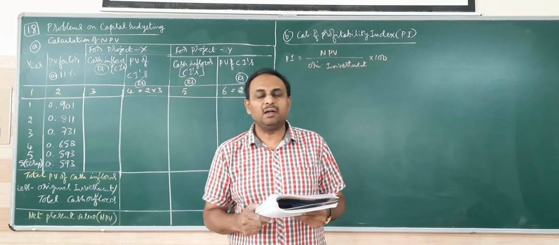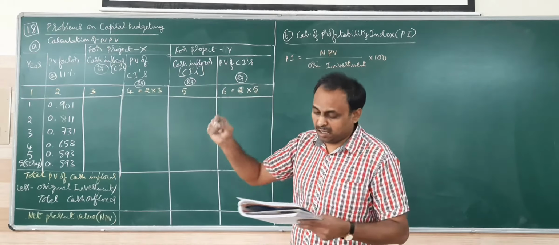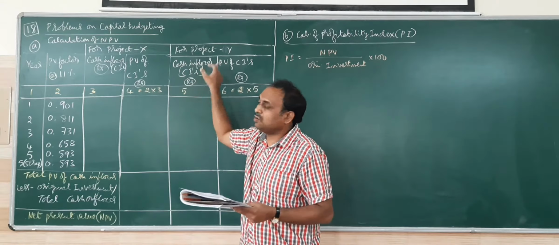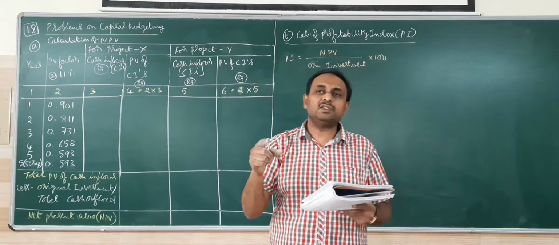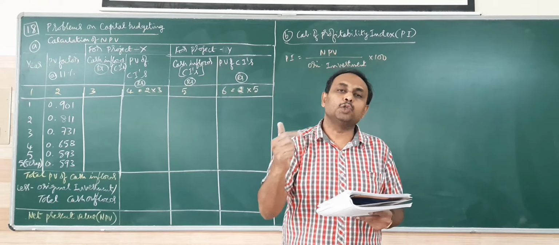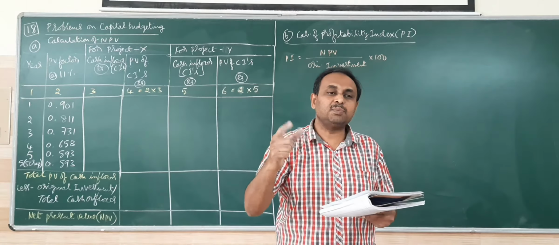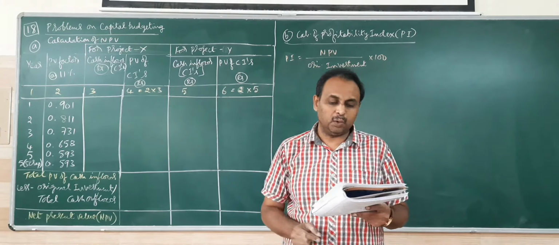The next problem under the NPV method is one wherein the investments in projects X and Y are different. In the previous one, we did projects 1 and 2, where the investment was the same. Here, project X and Y are there, but the investment is different. How to choose? We have to check it out.